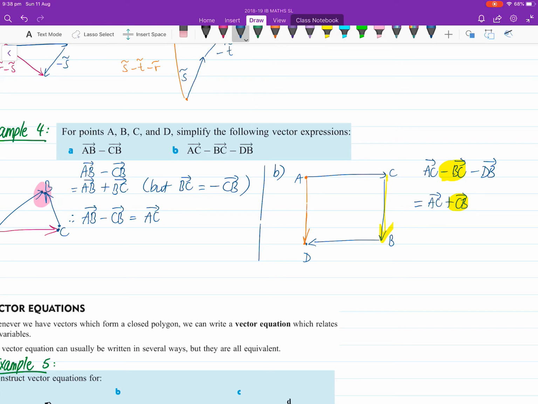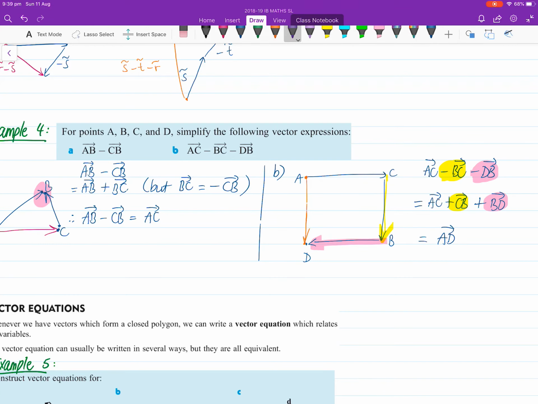And then we've got plus vector BD, but that is equal to negative DB. Okay, does that make sense? So we're going from B to D there. That's the same as negative going the other direction. Yeah, negative and negative, so that's what gives you that one. And we can see the resulting vector, the end one, is vector AD.